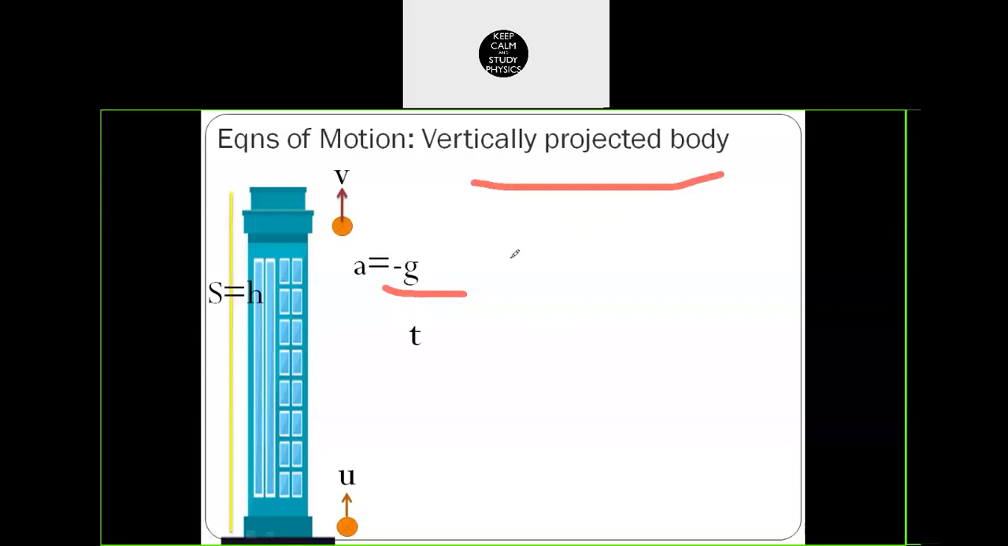Exactly, good, so many people are answering. The motion is opposite to the gravitational force. The gravitational force always tries to attract the body downwards. But here we are throwing the body upwards. It is opposite, so the gravitational force acts in the opposite direction. The acceleration direction is also opposite to the velocity. As the velocity is upward, gravitational acceleration is downwards. So we have taken this acceleration as negative.